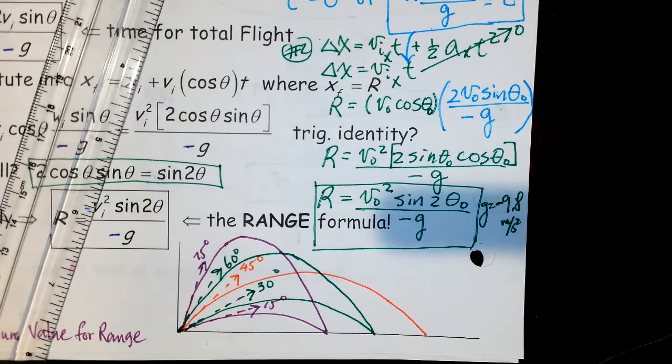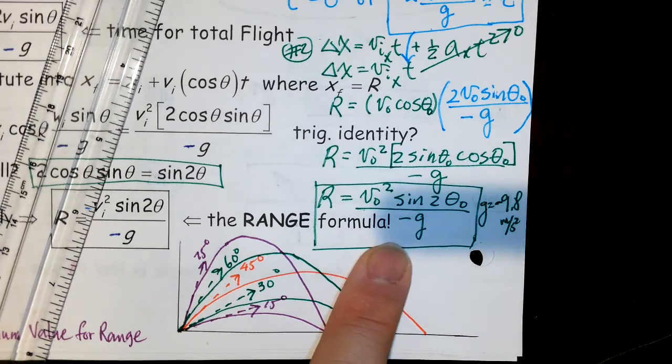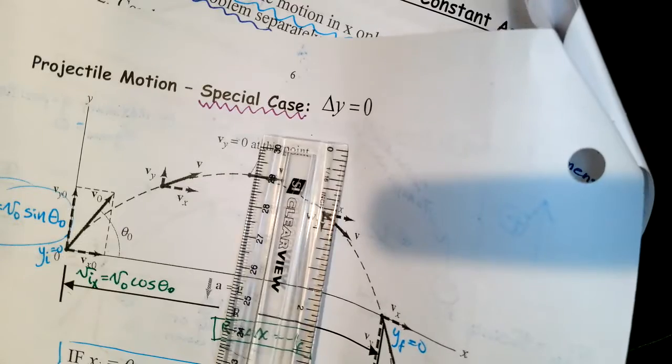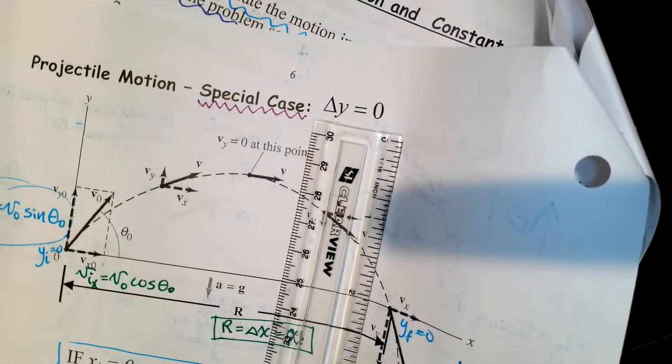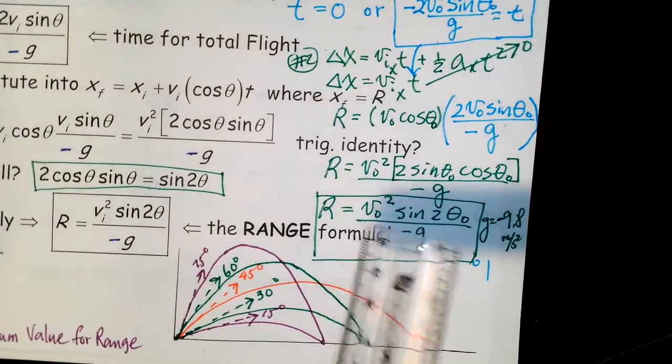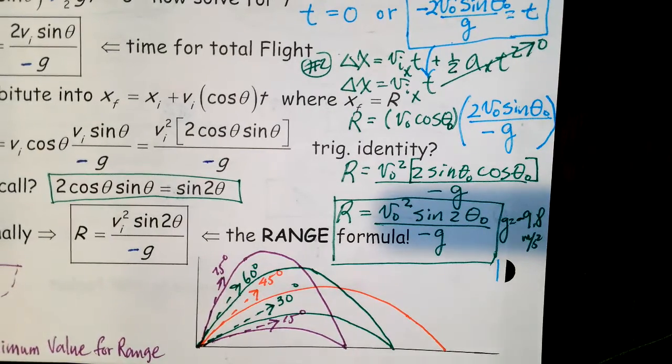Everybody okay with that? So do not use this range equation unless you know it is a special case of a flat earth, right? Only when your delta y is 0, you can use this range equation. So don't use it every time. All right?